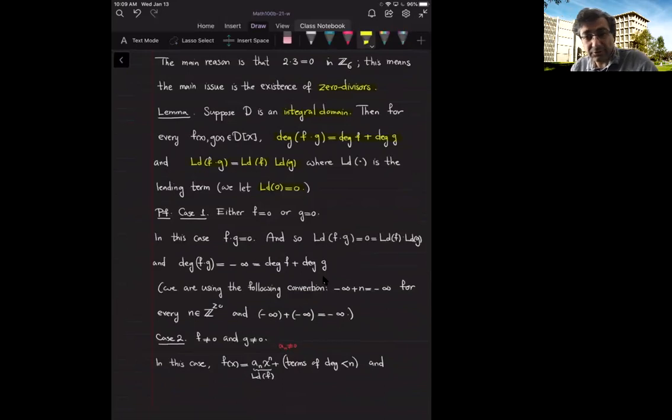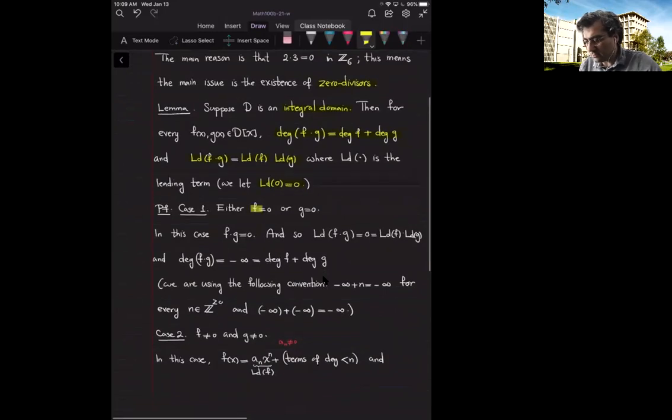Okay, so in order to show this equality, I'm going to split it into two cases. Either one of them is 0 or neither of them is 0. So let's start with the easier case where one of them is 0. So either f is 0 or g is 0. That's my case 1. In that case, their product is definitely 0, and that means the leading term of the product is definitely 0. But notice, if f is 0, then its leading term is 0. If g is 0, its leading term is 0. So definitely their product is going to be 0, and I get the desired equality.